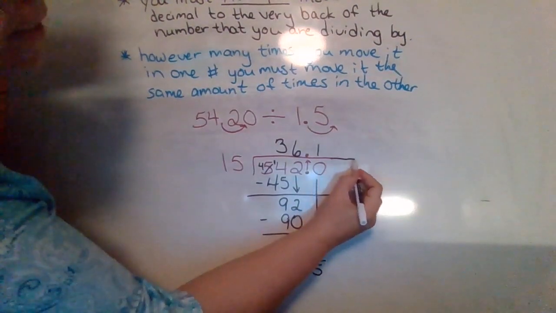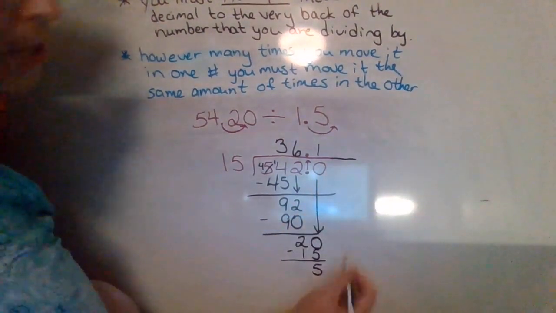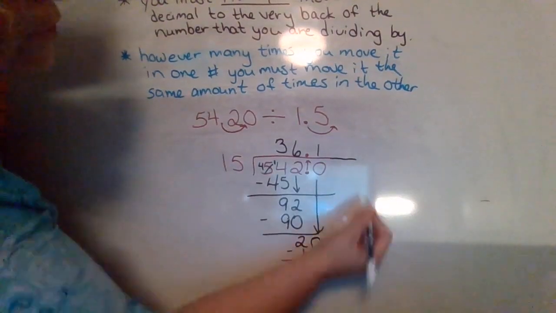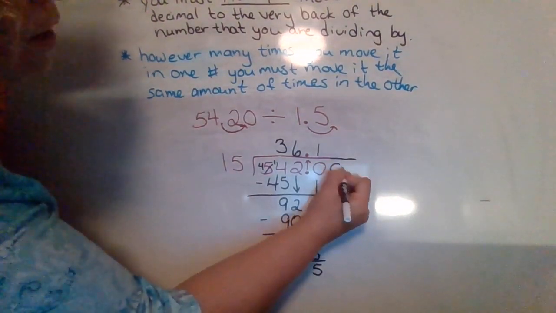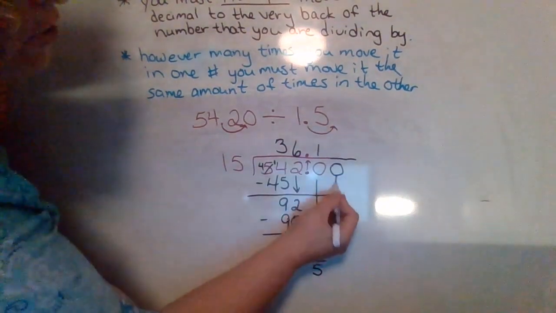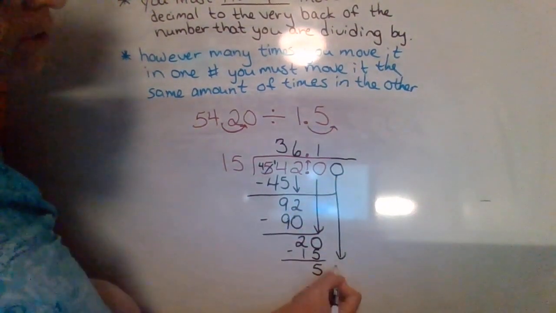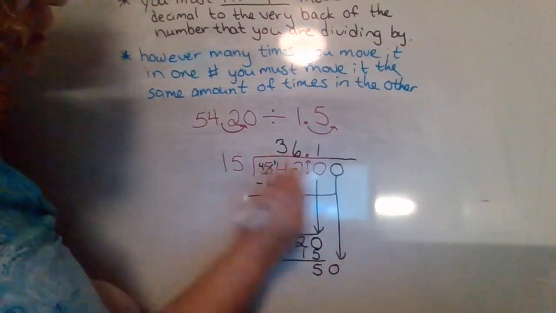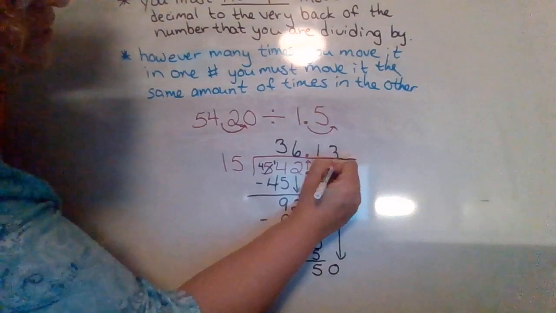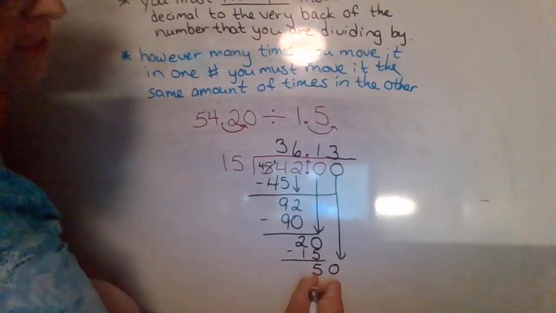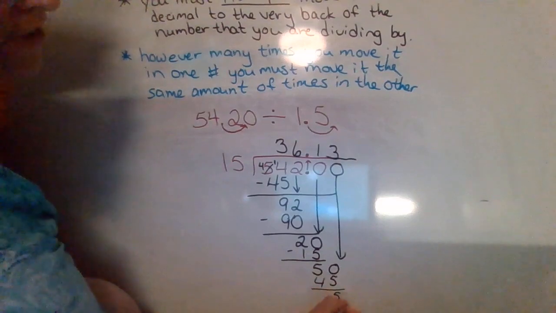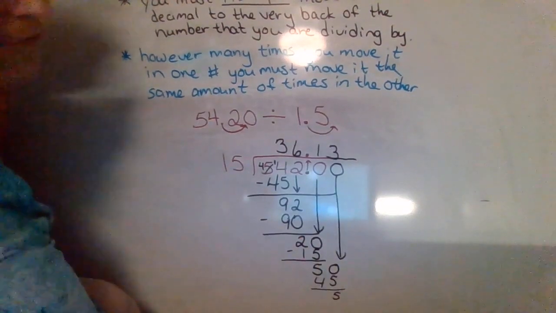Anytime you've got something left, we want to try to take it out until we don't have anything left. So what you can do is you can add a 0. You can always add zeros. It's okay. And you can bring that 0 down. Well, how many times does 15 go into 50? It goes 3 times. And it's going to give me 45. And guess what? I'm going to get 5 left over.